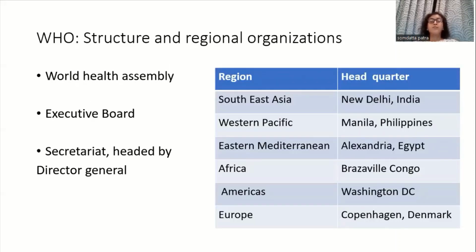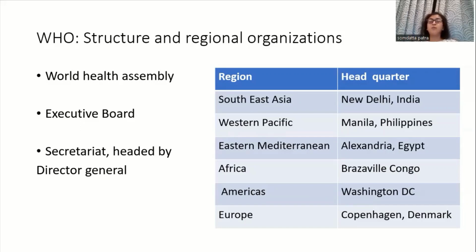Now we'll discuss the structure and the regional organization. So all the members are represented at the World Health Assembly. It is something like a health parliament. A few member countries are elected and represented at the Executive Board. Then we have the Secretariat, which consists of the administrative staff of WHO, and that is headed by the Director General. The member countries have been grouped into 6 main regions.